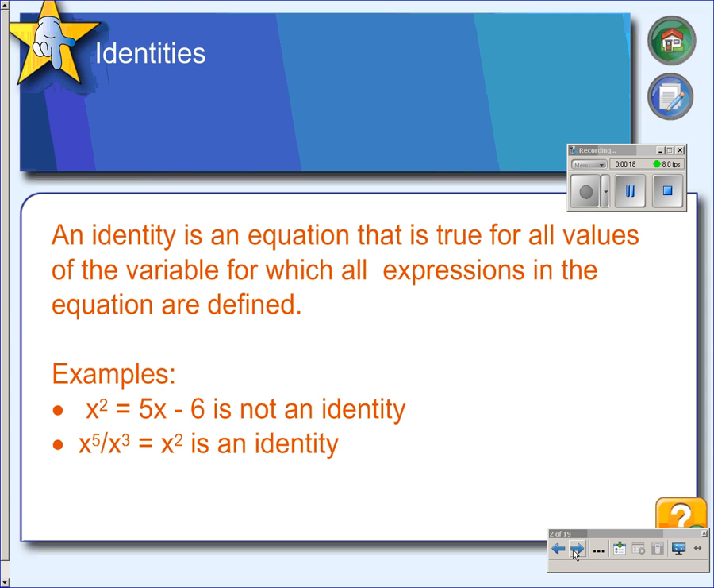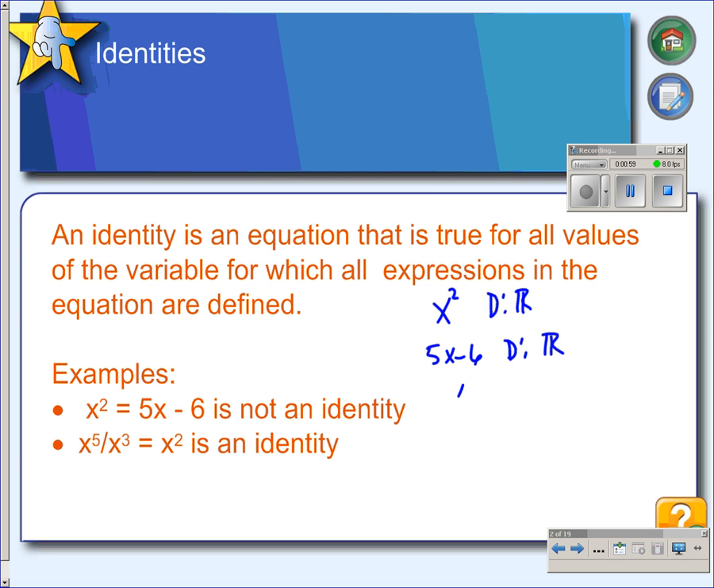So first of all, what is an identity? An identity is an equation that is true for all values of the variable for which all expressions in the equation are defined. So in this first example, this is not an identity because the domain for x squared would be all real numbers. And the domain for 5x minus 6 would also be all real numbers, which means the left side and the right side of the equation are both defined for all real numbers. But the two sides of the equation are not equal for every x value.